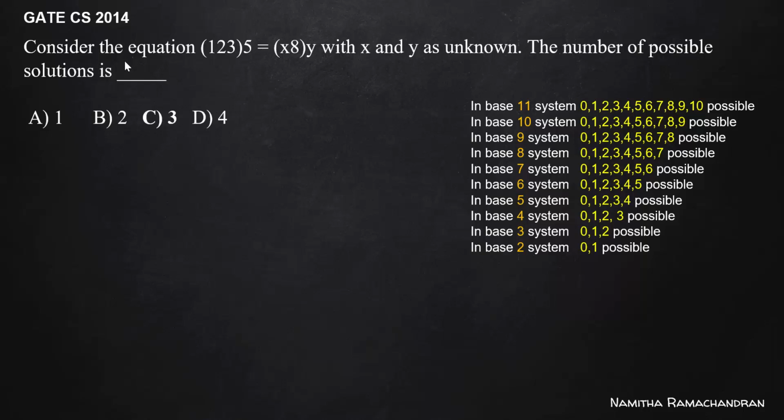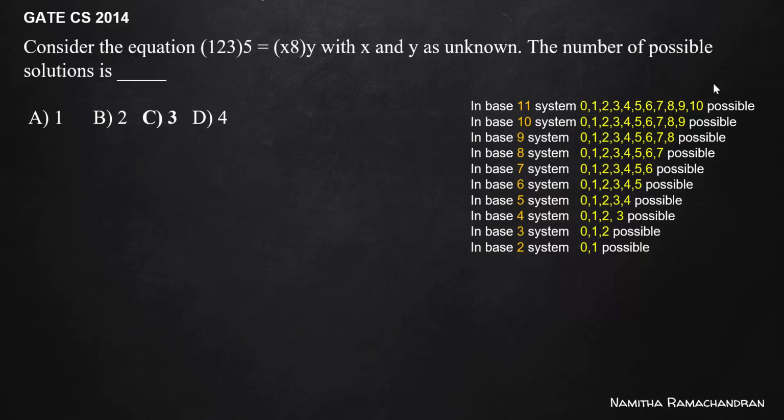The first question is: consider the equation 123 to the base 5 is equal to xa to the base y, with x and y unknown. The number of possible solutions is, that means we need to find the number of possible solutions for this x and y. Y is actually the base here.